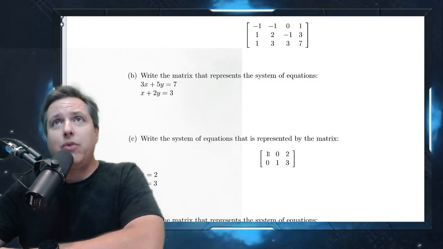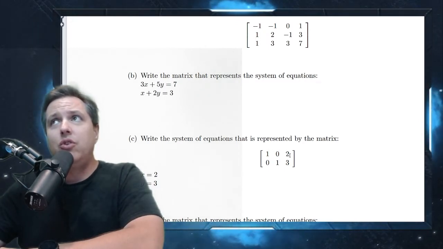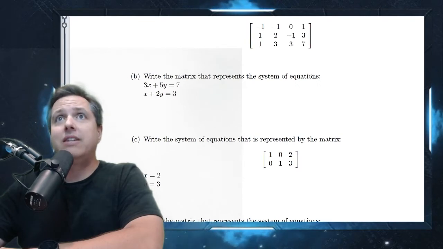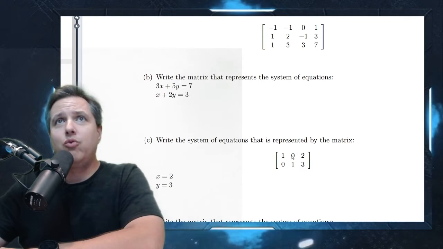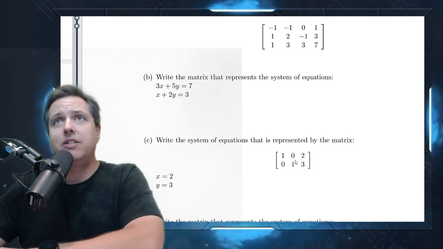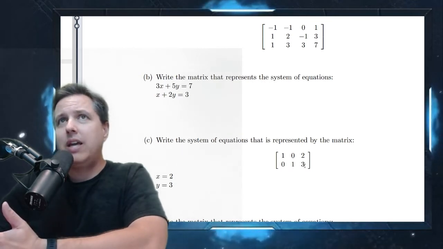How would we read this? We would read this as 1x plus 0y equals 2, which is just another way of saying x equals 2, right? You can see I've got the answer written over here. This first row reads x equals 2. 1x plus 0y equals 2. Now 0x plus 1y equals 3. That simplifies to y equals 3.